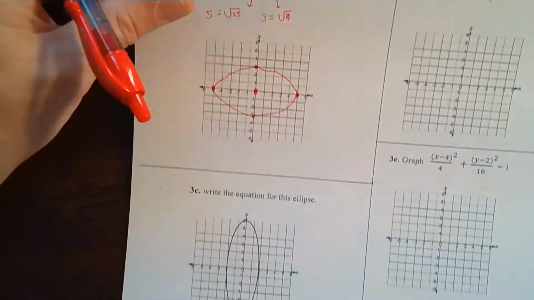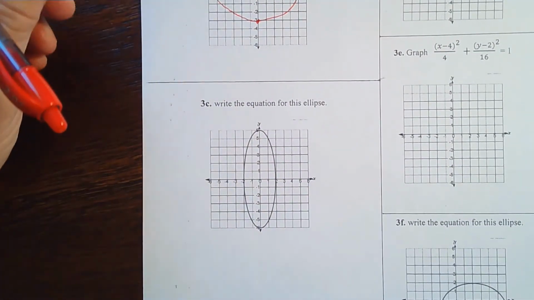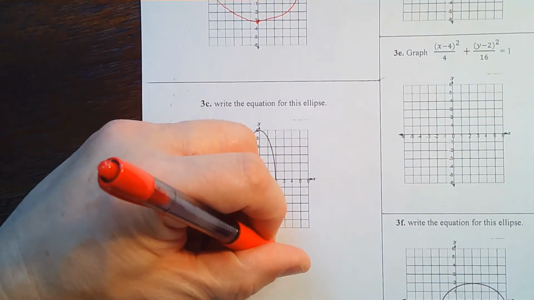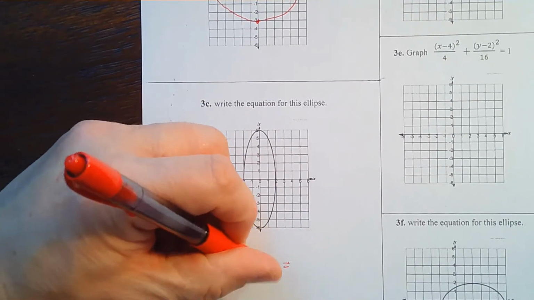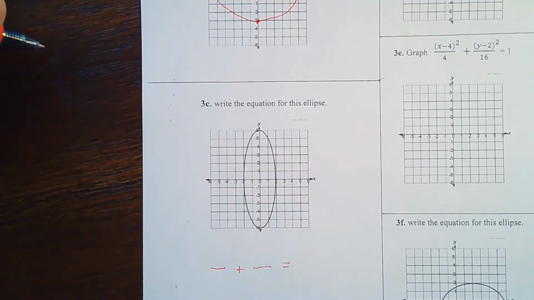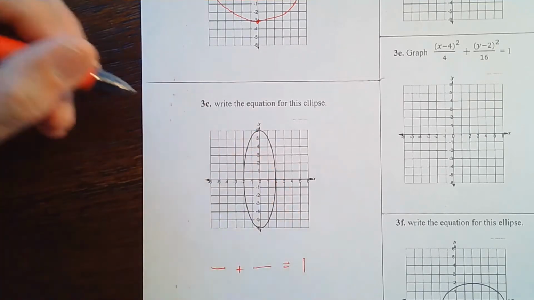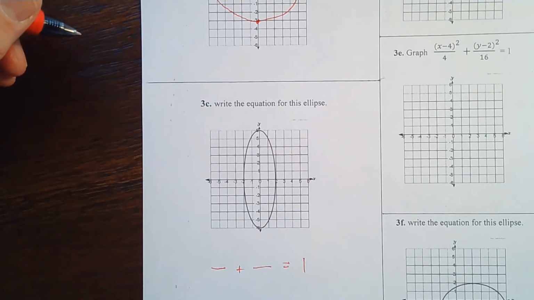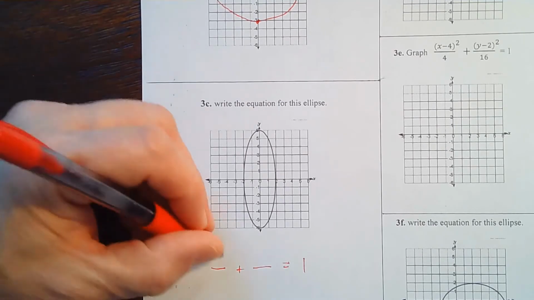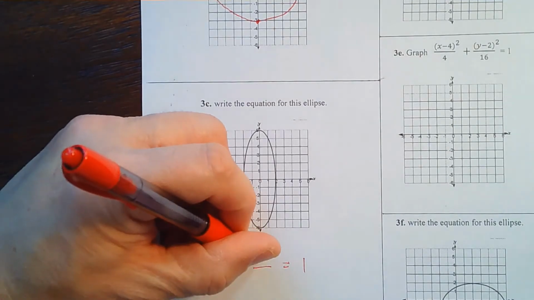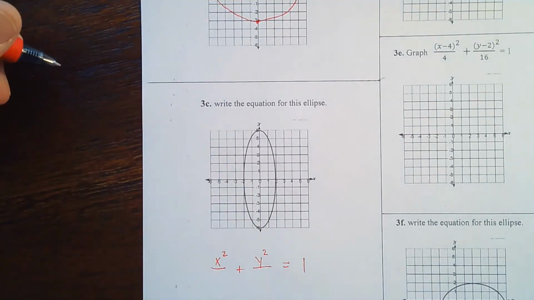In 3C, now we have to come up with the equation for the ellipse. So an important point here is, number one, it's always going to be 2 fractions added together, and they're always going to equal 1. That's your standard form of the ellipse that you use when you're trying to analyze and graph it. We have x squared on top in the first fraction, y squared in the second fraction.